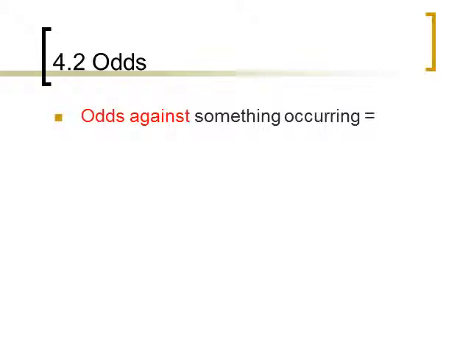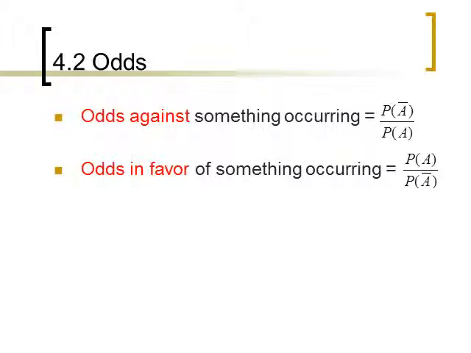Now, another component of probability questions are odds questions, and they are very different in how we set them up. The odds against something occurring is the probability of A complement divided by the probability of A. So let's redefine that in layman's terms. That would be the probability that A doesn't occur divided by the probability that A does occur. Notice that in both the numerator and the denominator, we are not putting the total trials in either place.